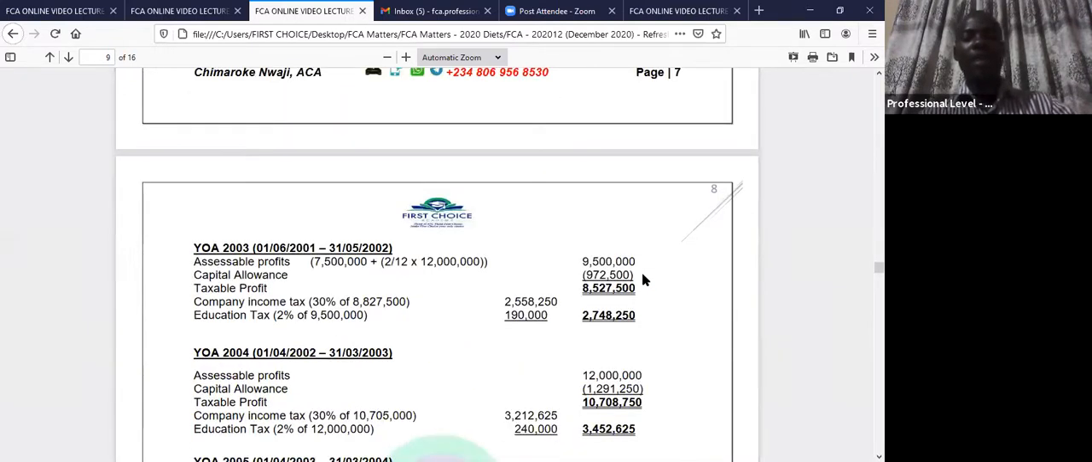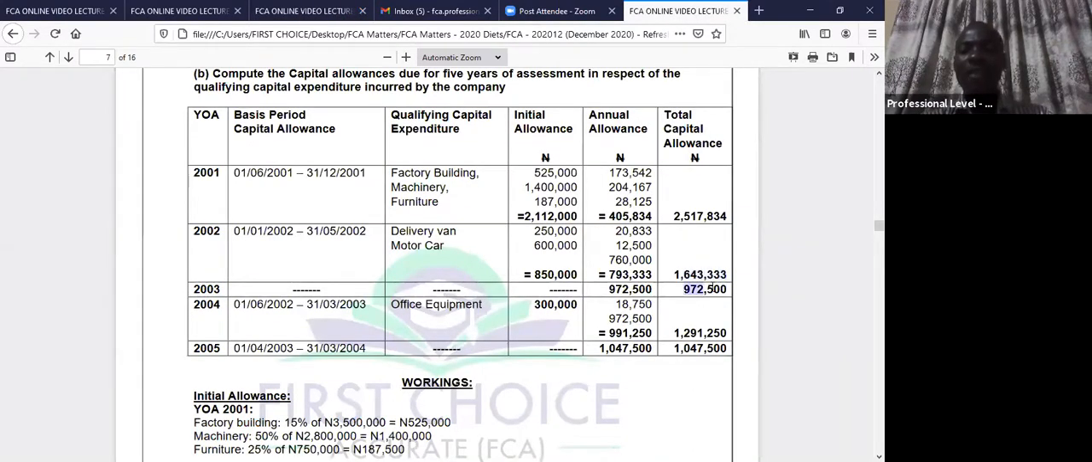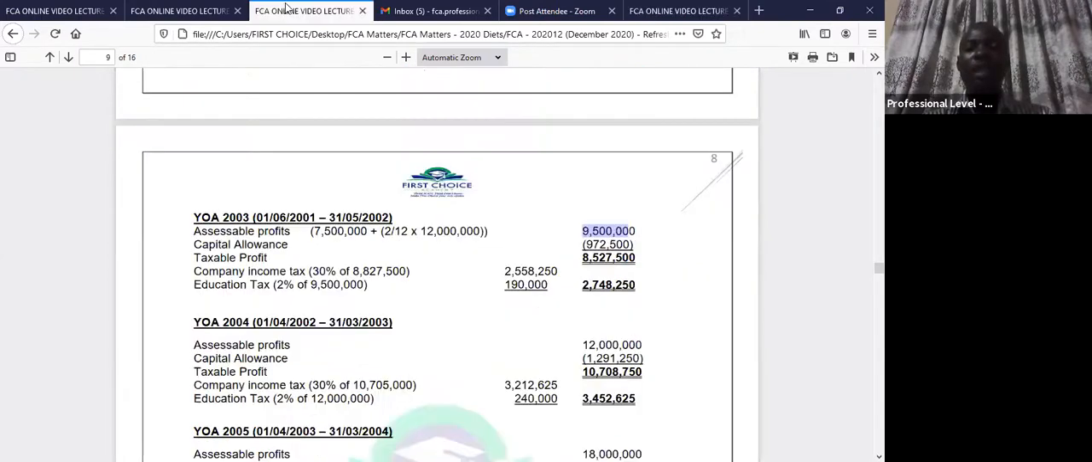We move to year 3 and we do similar things. What is our basis period for year 3? If you remember, year 3 was a repetition of year 2 basis period. And so if it's a repetition, it means the assessable profit will be exactly the same thing we calculated, 9.5 million. But what about our capital allowance? They will not be the same because we are not doing overlap or gap. We have a capital allowance figure for that year 2003. We have it here, 972,500. That's what we are going to use here.